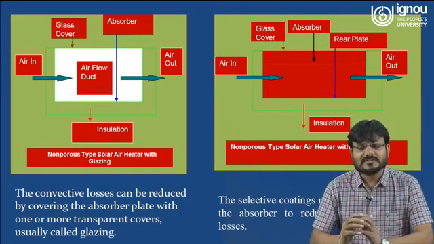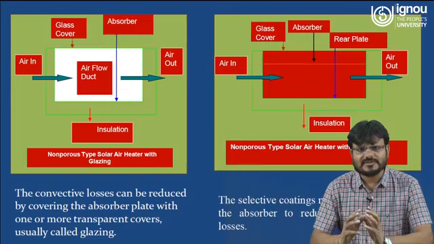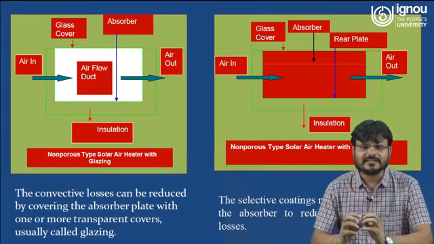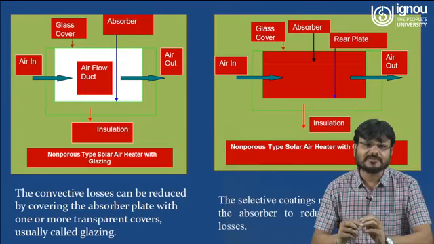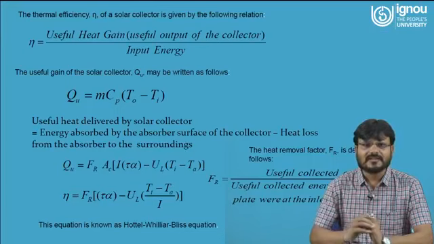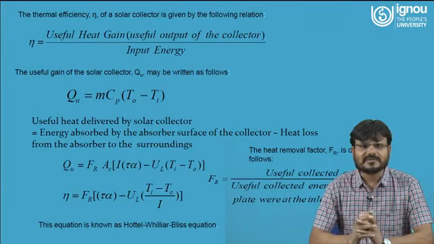The main problem is the losses. Losses means, if you can see here, there is insulation. If this insulation is not proper, then whatever heat is collected inside the chamber may be transferred to the ambient. So these will be the losses. To reduce the losses from the chamber to the ambient, you need to use proper insulation so that heat is not able to transfer to the ambient. Here you can understand the thermal efficiency of a solar collector is given by the following relation.